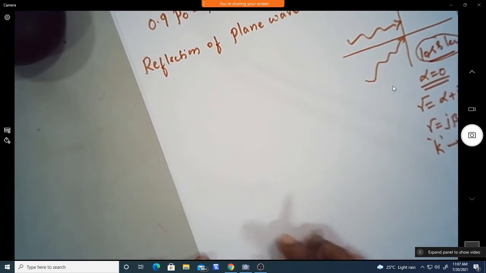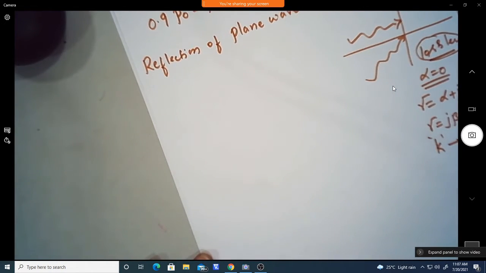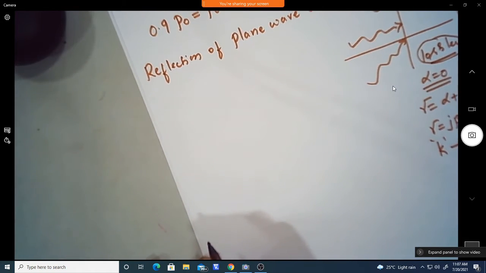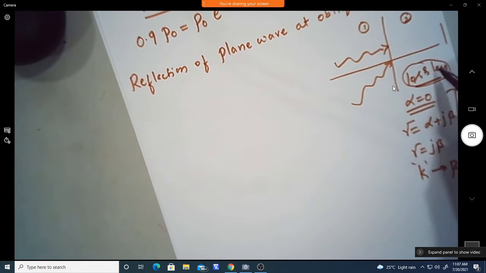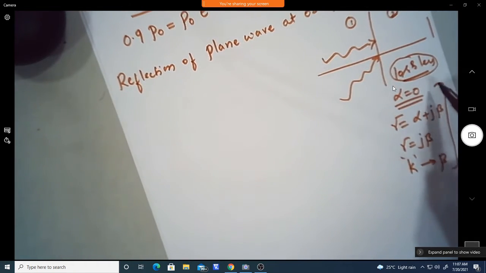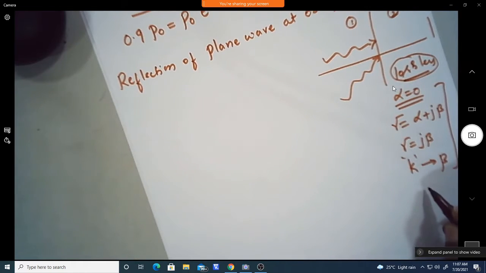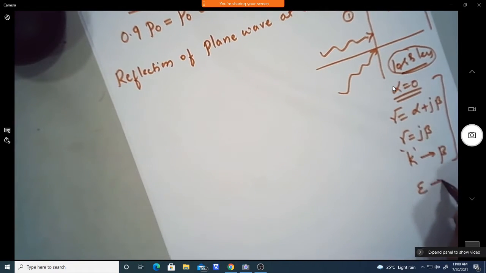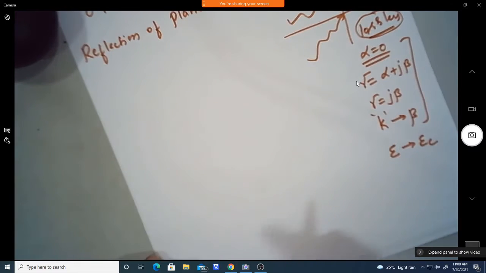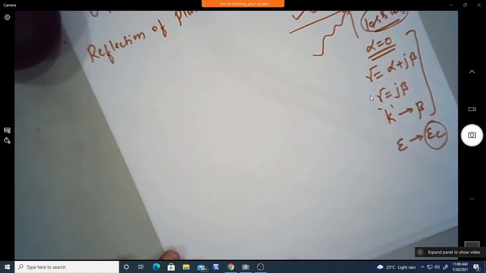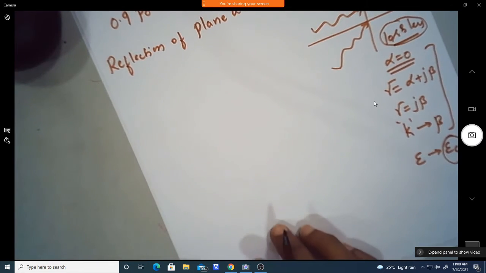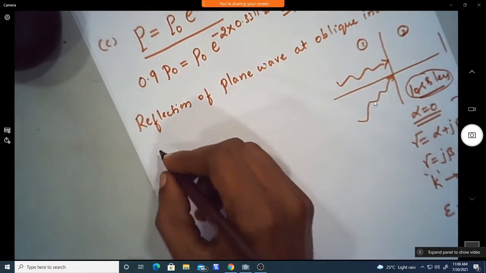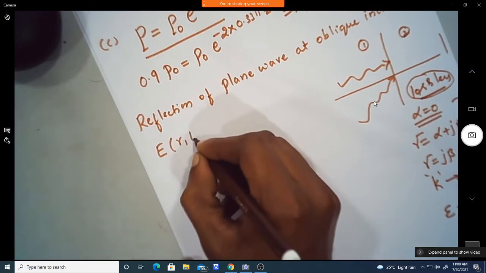Okay, so these are the assumptions we will make, and we are going to see what field equations come into picture. This is a general case where we have taken the lossless medium. If we have lossy media, then wherever epsilon is there, you just replace it with the complex epsilon, so that it will become lossy.